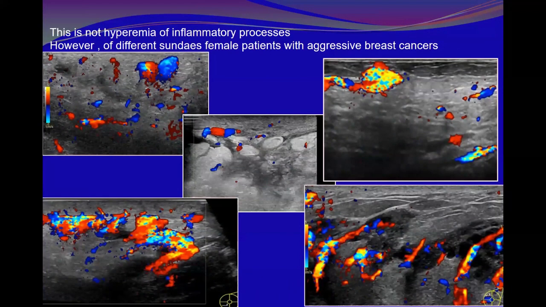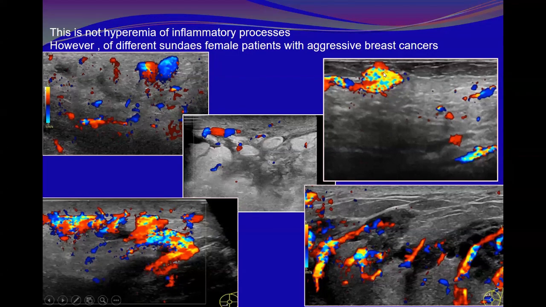This is not an inflammatory process, okay? However, these are different Sudanese female patients with aggressive breast cancers. Again, I have seen those during that period, 2022, okay? Look how this tissue, edematous tissue, represents or is associated with this extensive hyperemia.